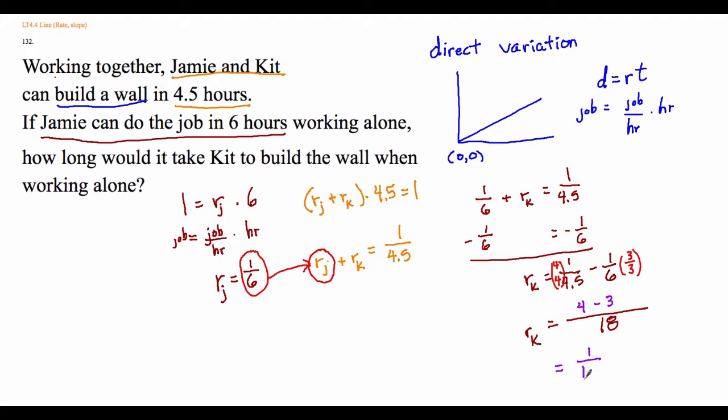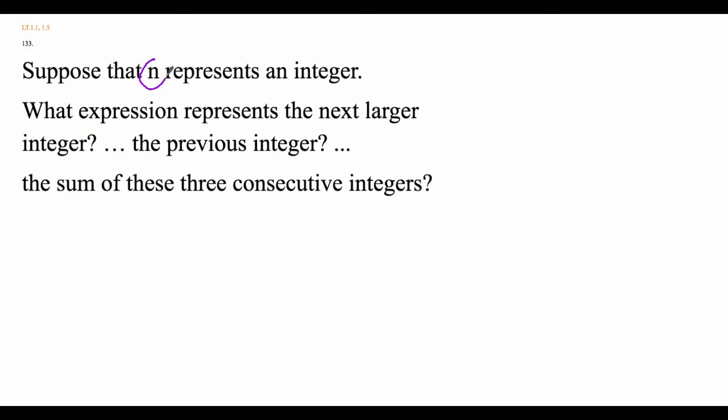When you get the rate is 1 over 18, that's jobs per hour. So it takes Kit 18 hours to do the job. And that's my rate for Kit.